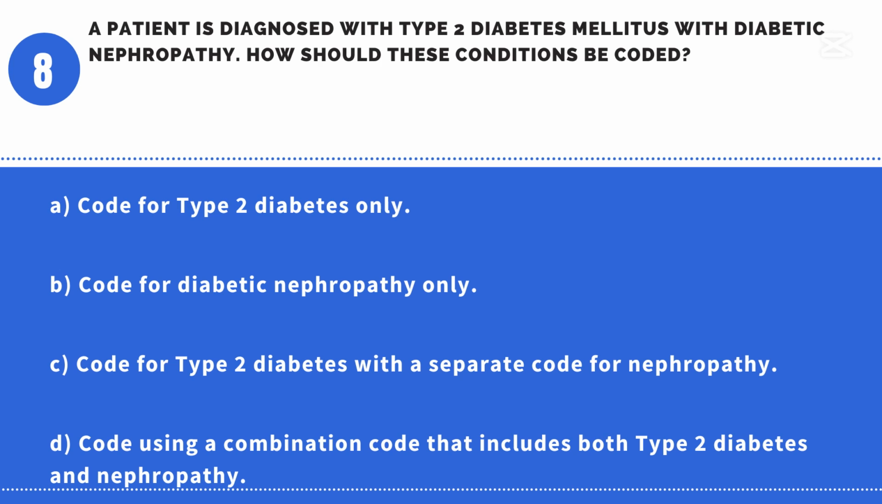Question 8. A patient is diagnosed with type 2 diabetes mellitus with diabetic nephropathy. How should these conditions be coded? A. Code for type 2 diabetes only. B. Code for diabetic nephropathy only. C. Code for type 2 diabetes with a separate code for nephropathy. D. Code using a combination code that includes both type 2 diabetes and nephropathy.